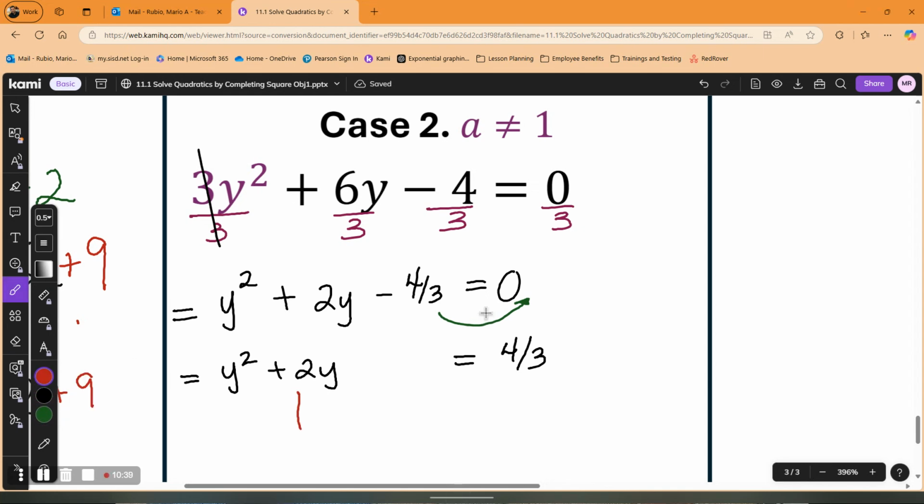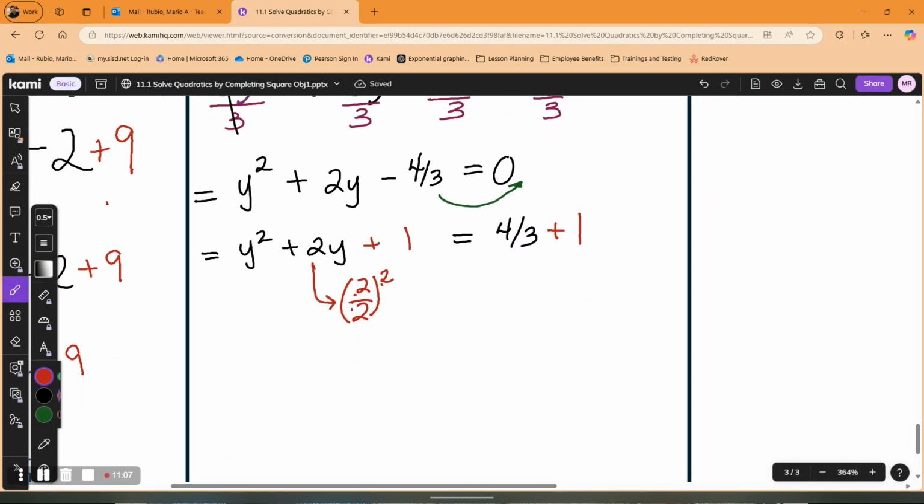Step 3 is 2 divided by 2, quantity squared. 2 divided by 2 is 1, times 2 divided by 2, 2 divided by 2 is 1, quantity squared is still 1. If I do it to the left, I have to do it to the right. Next step is I'm going to just simplify this a little bit. Y squared plus 2y plus 1.